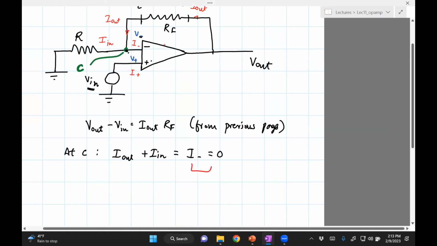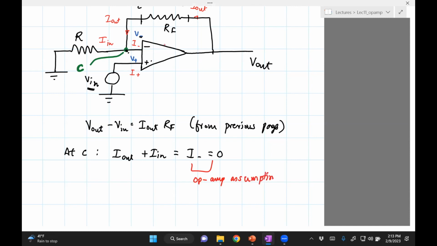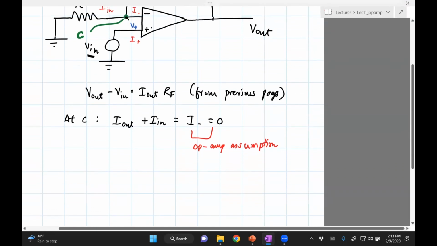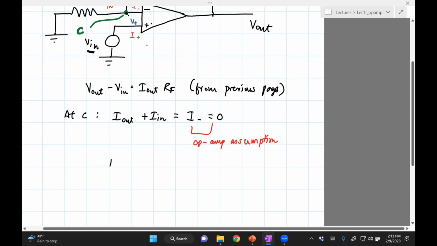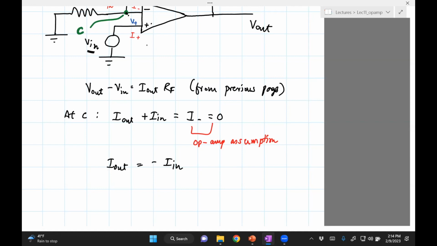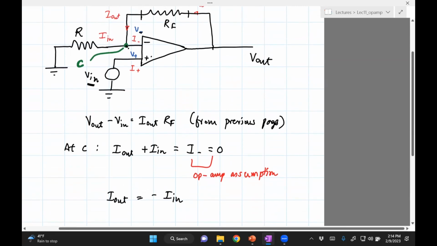This is the op-amp assumption. Okay, so we now have a formula for I out, which is negative I in. But that doesn't solve our problem because now we have substituted one unknown with another unknown. So we need to find an expression for I in, right? So let's do that. We see that there's I in here.